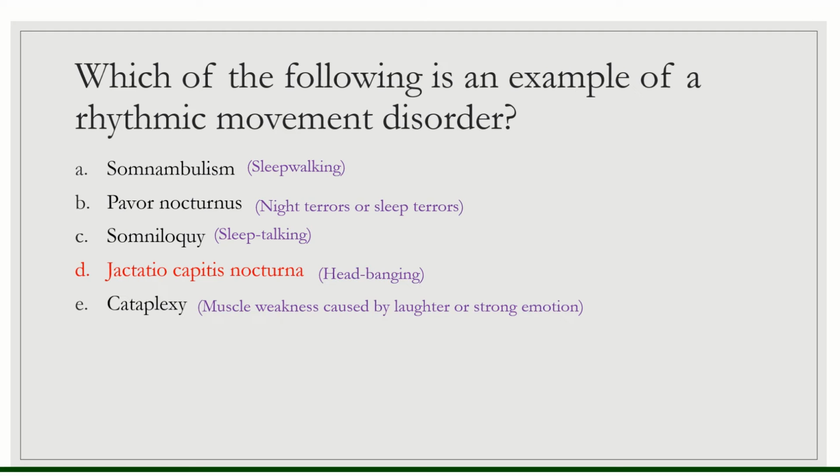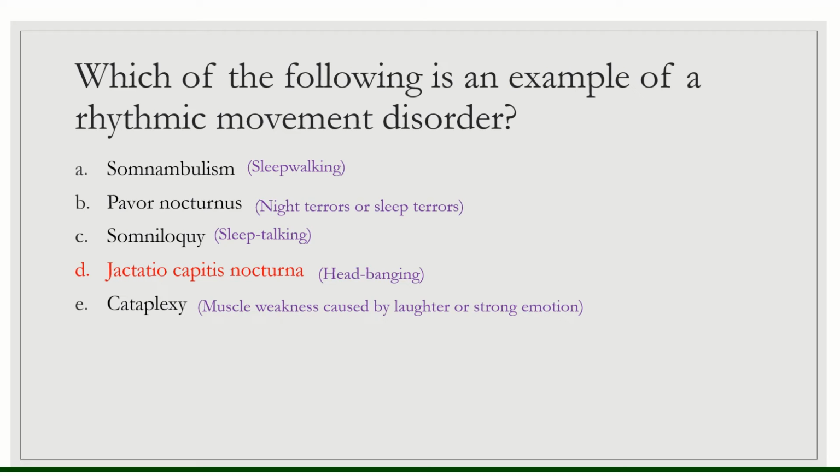And cataplexy, that's when we have any type of muscle weakness caused by laughter or strong emotion. When patients have narcolepsy and cataplexy, this is what they do when they laugh or they are scared or anything. I don't know if y'all have seen the videos of the goats, when you scare the goat and then they just pass out, that means that the goat has cataplexy. With any type of strong emotion, their muscles just get weak and they just pass out. Okay.